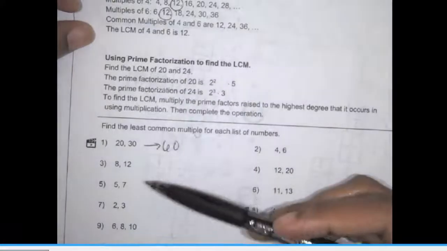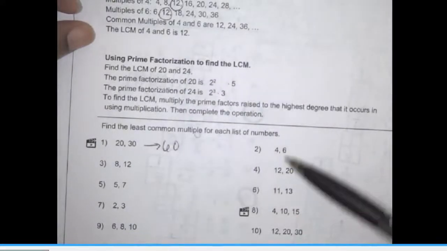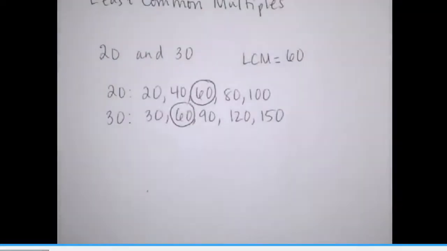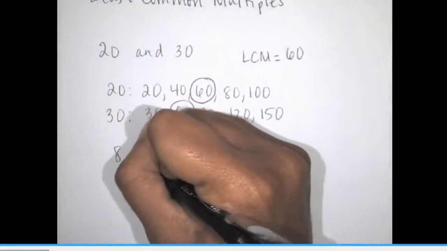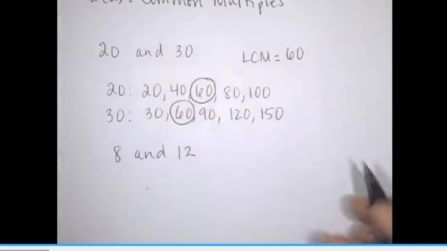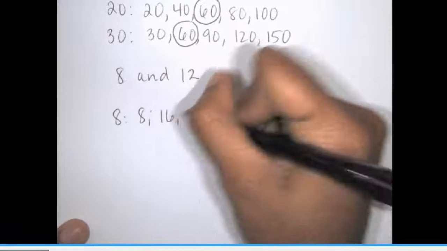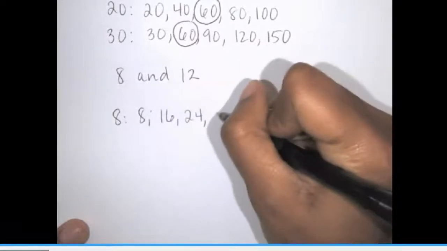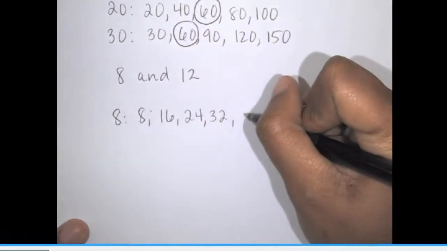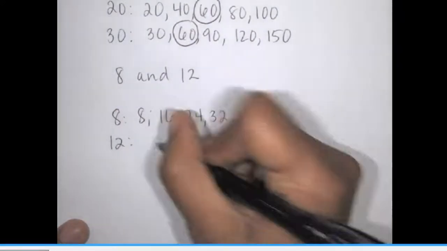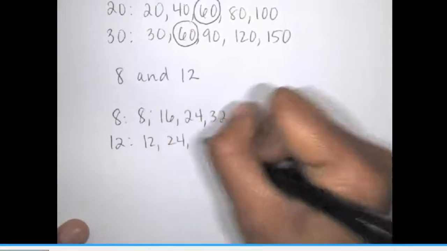Now I'm going to probably just work through the odds and leave the evens for you guys to do, and if you have any problems, just message me through Remind. Now let's look at 8 and 12. I'm looking at 8 and comparing it with 12. I'm going to start listing the multiples of 8 and 12. 8 times 1, 8 times 2, 8 times 3, 8 times 4, 8 times 5, and then 12. 12 times 1, then 24, 36.